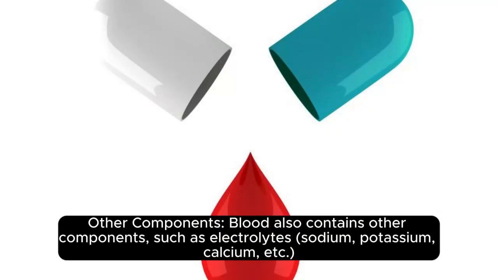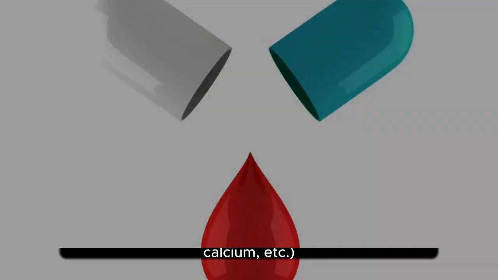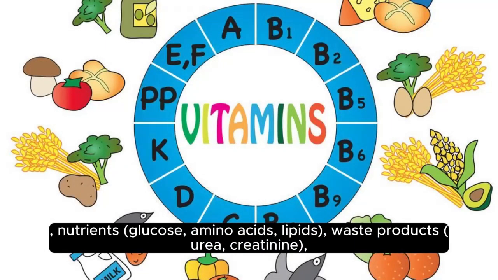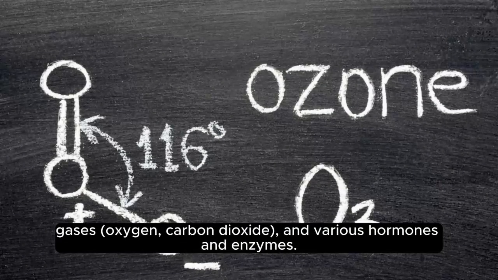Other components. Blood also contains other components, such as electrolytes: sodium, potassium, calcium, etc. Nutrients: glucose, amino acids, lipids. Waste products: urea, creatinine. Gases: oxygen, carbon dioxide, and various hormones and enzymes.